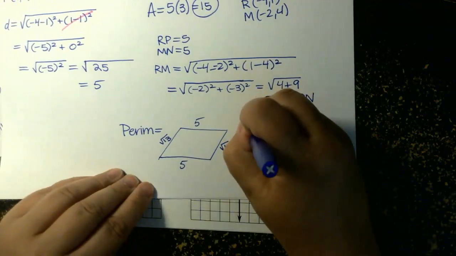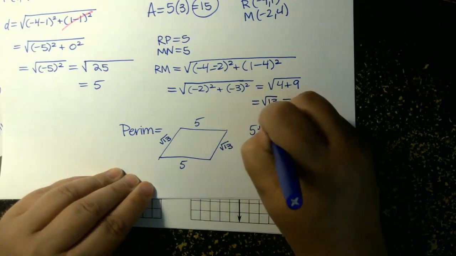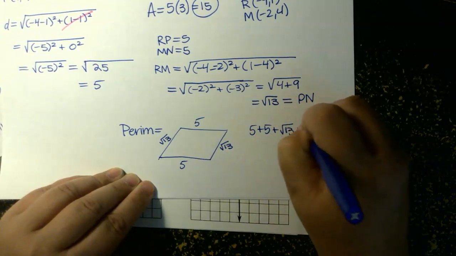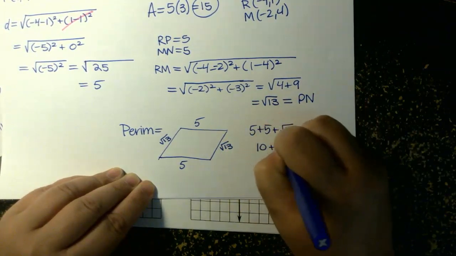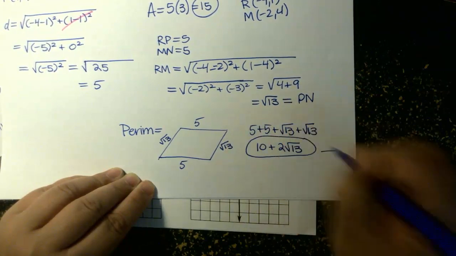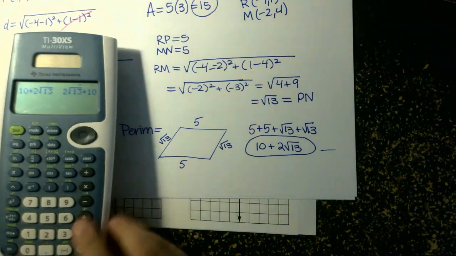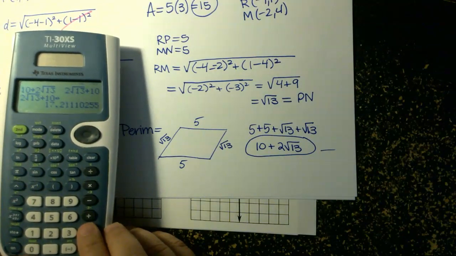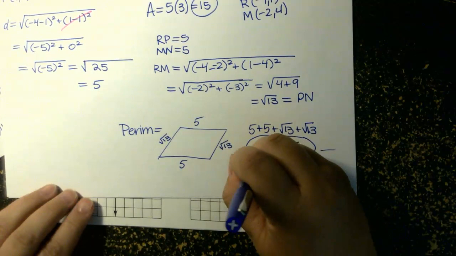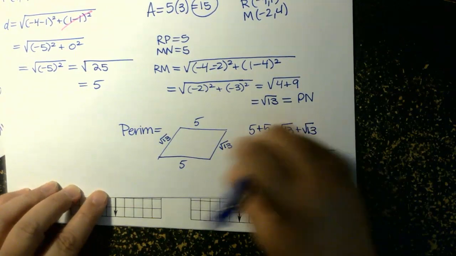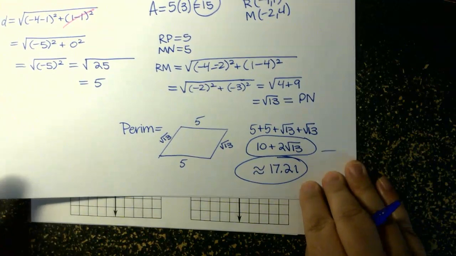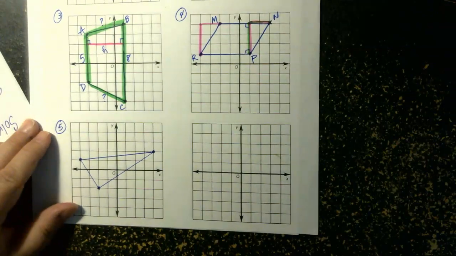Okay, so I can just say 5 plus 5 plus root 13 plus root 13. Adding up all the sides, that's 10 plus 2 times the square root of 13. That's the exact form answer for the perimeter. And if I want a decimal approximation, I type that in and get about 17.21. And that's my perimeter. All right, last but not least, we have a triangle here.